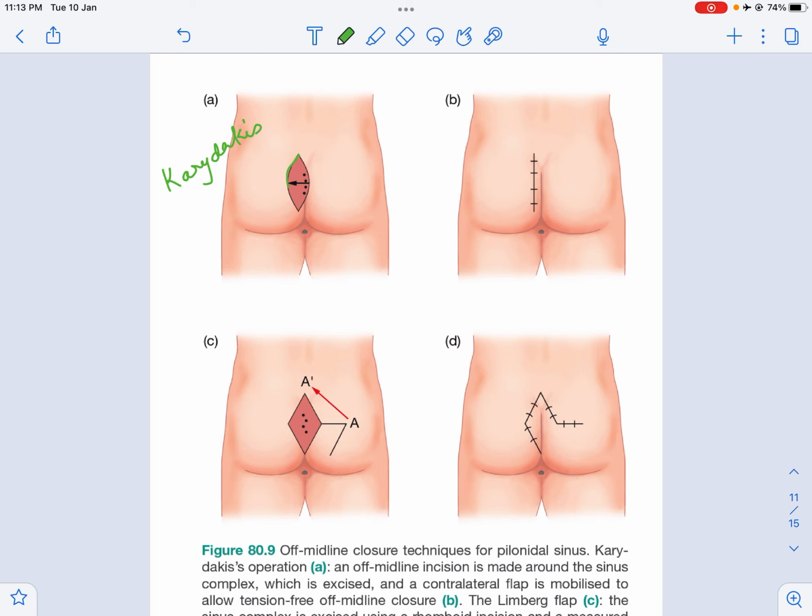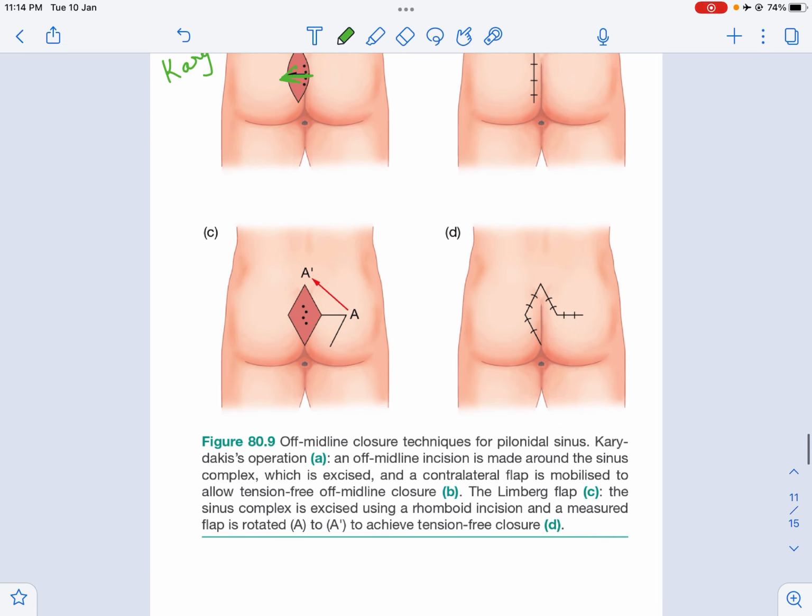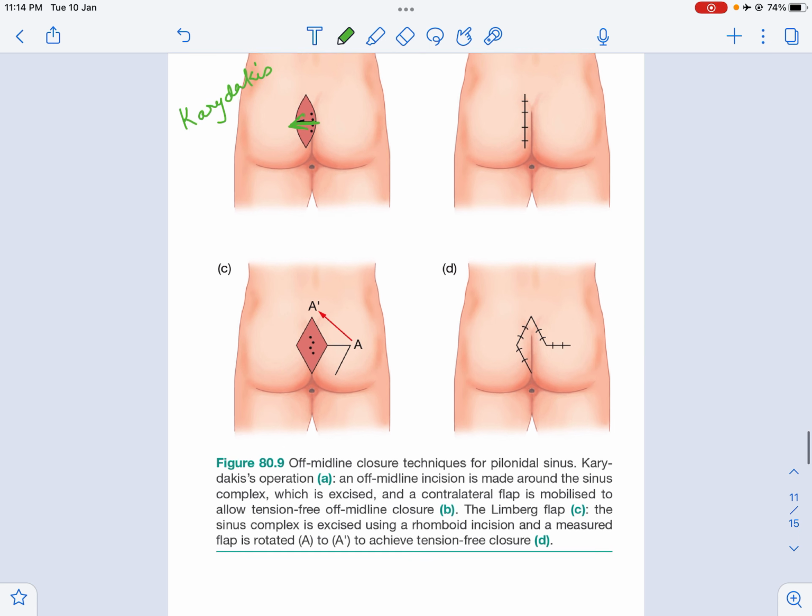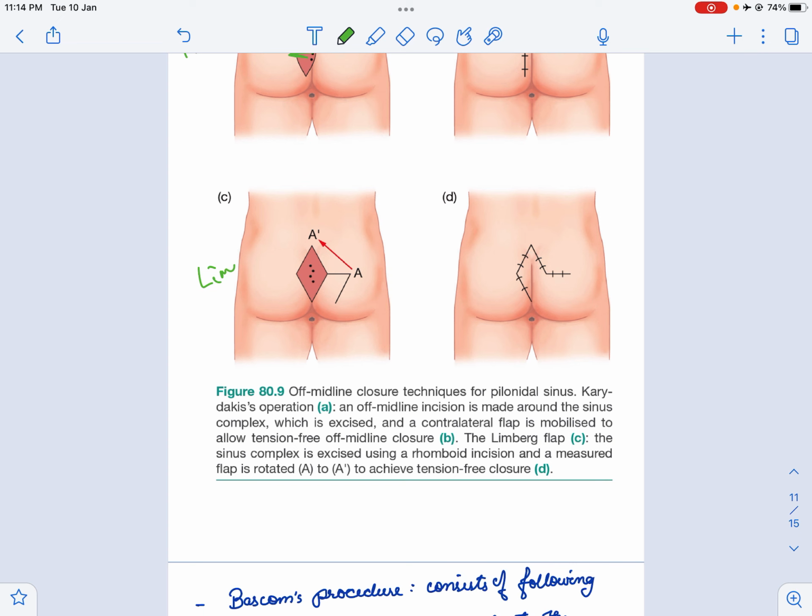This red tissue represents the excised area, and tissue from this portion is brought over here and sutured. This is a Limberg flap.